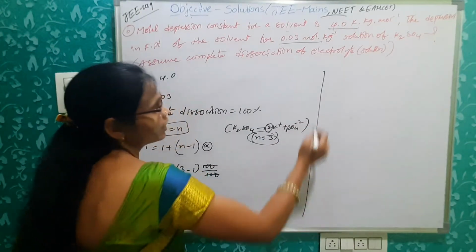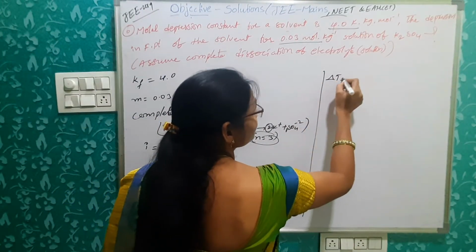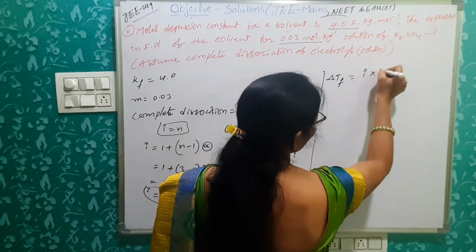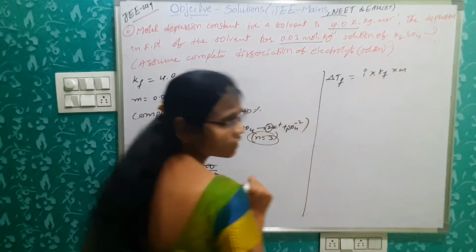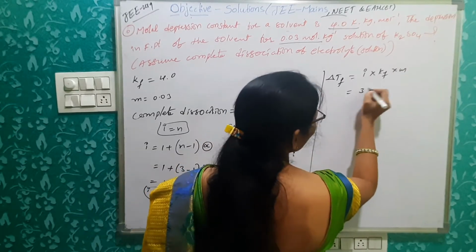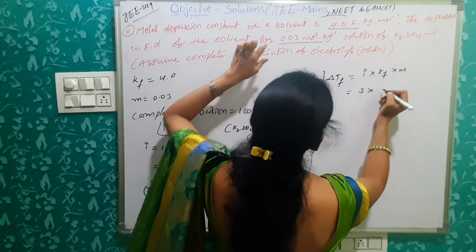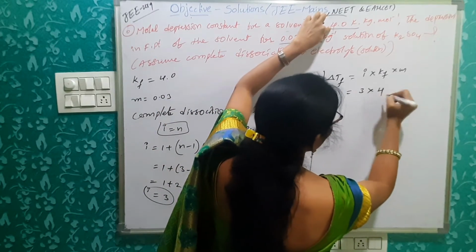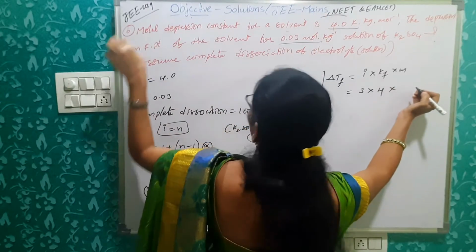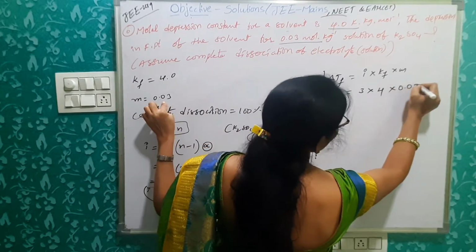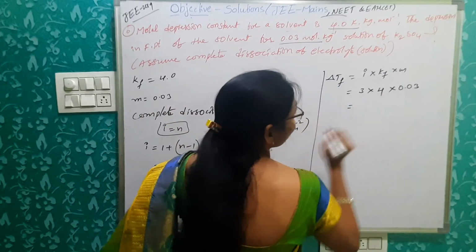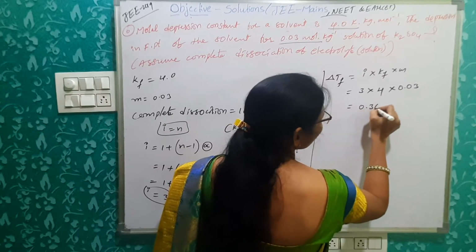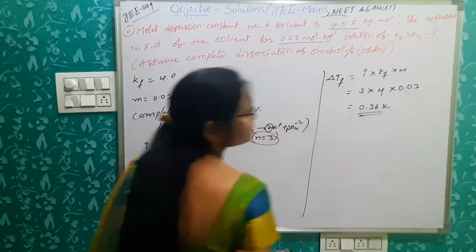Now we have to calculate the depression in freezing point. Delta Tf is equal to i into Kf into m. I calculated i as 3. Kf, the molar depression constant, is given as 4, into molality given as 0.03. So 12 times 3 is 36, but it is 0.36 Kelvin.